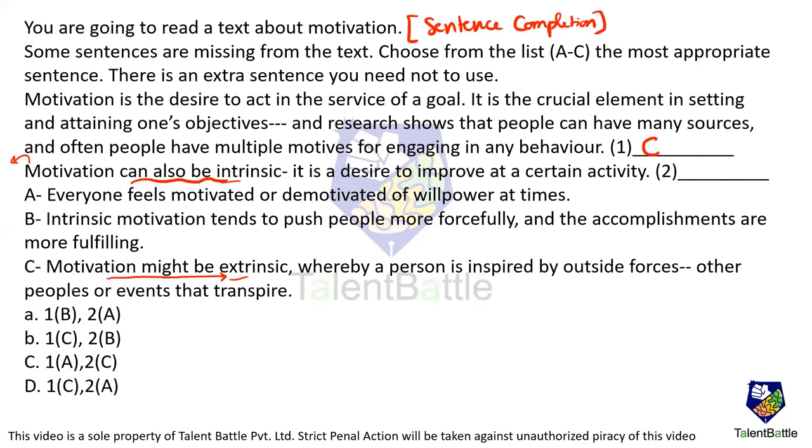And with C, we have two options: option B and option D. So I can eliminate options A and C. Now between options B and D, what could be the best option? If you observe, in C, motivation might be extrinsic, whereby a person is inspired by outside forces, other people or events. Similarly, here we have to discuss intrinsic motivation. It is a desire to improve at a certain activity, and then intrinsic motivation tends to push people more forcefully. So they are giving more information about intrinsic, which means B must be there. And A is like an overall conclusion: "Everyone feels motivated or demotivated, lacking willpower at times." So it cannot be immediately after this statement, but it can be at the end. So B must be the extension of that previous statement, and option B must be the right option.